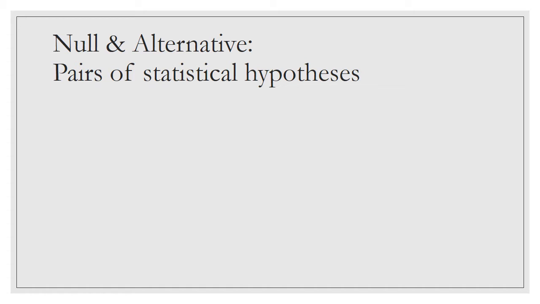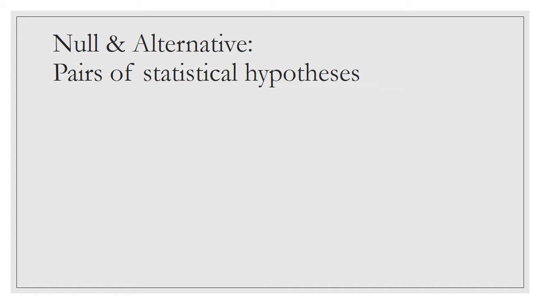Our null and alternative, our pair of statistical hypotheses, always involve the same parameters and contain relationships that are mutually exclusive and exhaustive. That means they are in completely separate bins, mutually exclusive, but exhaustive. They cover the whole range of possibilities. So we can have several different types of null and alternative hypothesis structures.